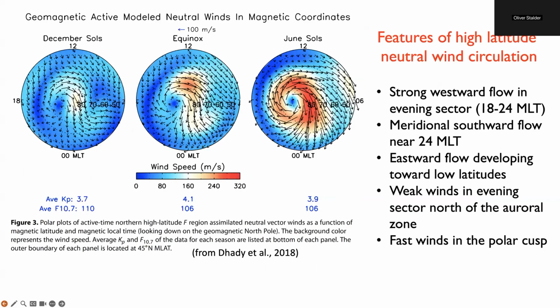This illustrates the distribution of the winds at high latitude. Generally speaking, you have flow toward the sun within the aurora region that's driven by plasma convection. You have very high winds across the polar cap away from the sun. And again, this is driven by the polar cap electric field.